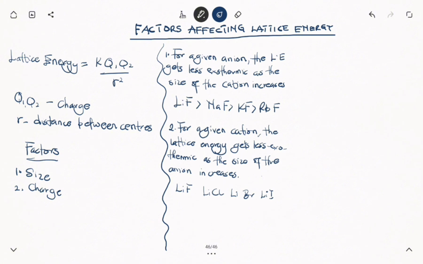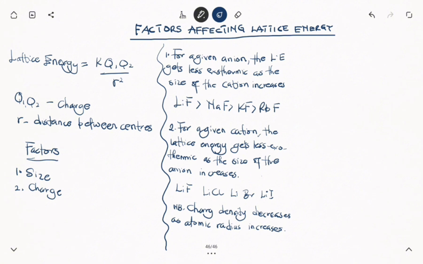Now notice this time we have the same size of cation with the same charge. However, for the anions, we have fluoride, chloride, bromide, and iodide. And as you go down group 7, the size of the anion is increasing. So we'll say that as the size of the anion is increasing, the lattice energy is also decreasing. That means it's becoming less exothermic. Is that okay? All right. So we can say that the charge density decreases as radius increases, because the same charge is going to be spread over a wider area.